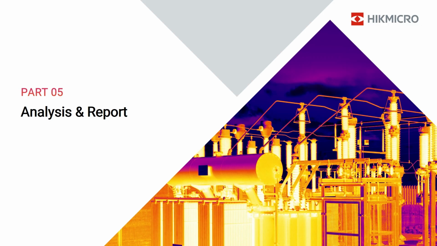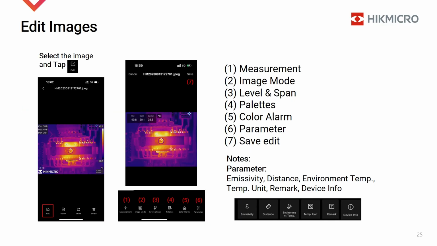Now, let's focus on analysis and report in the fifth part. The slide shows the interface of image analysis. You can tap the Edit key in the lower left corner to perform a secondary analysis on the image. In this way, measurement, image mode, level and span, palettes, color alarm, and parameter can be used as editing tools.